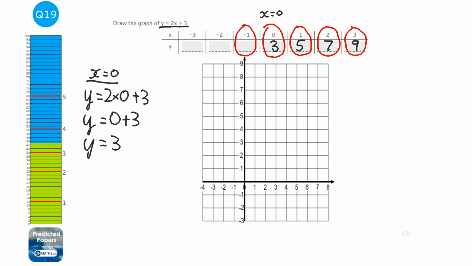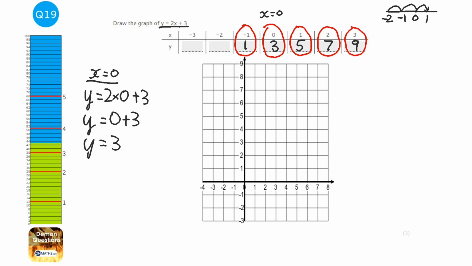So 2 times minus 1, well, positive times a negative is a negative, so that's minus 2. And minus 2 plus 3, well, if I just use the number line, minus 2 plus 3, so 1, 2, 3 will be 1. And I can notice that they're going down in 2, so 9, 7, 5, 3, 1. So let's try the next one.